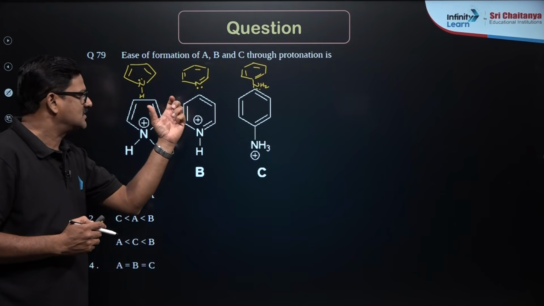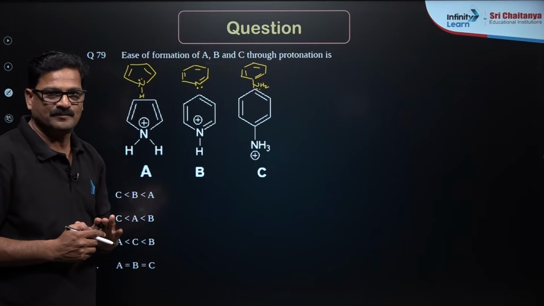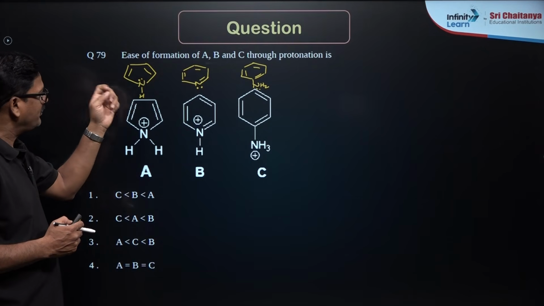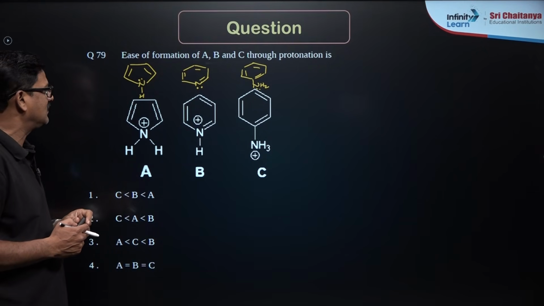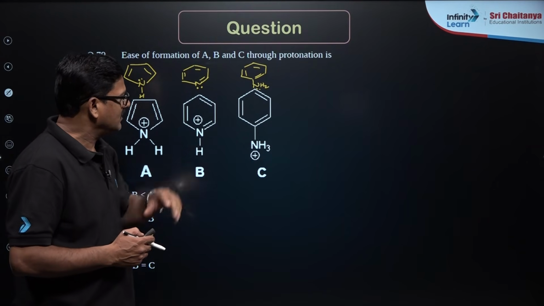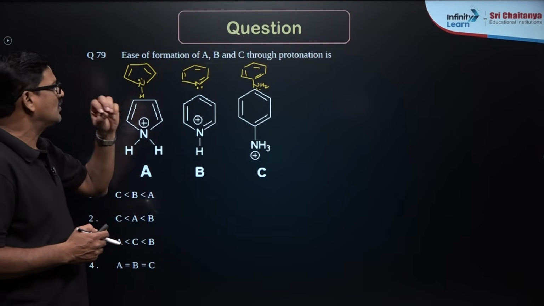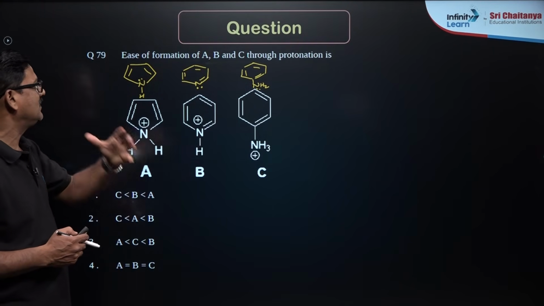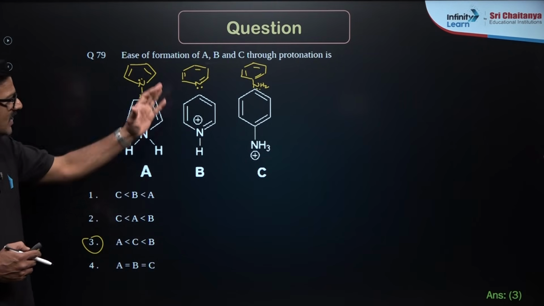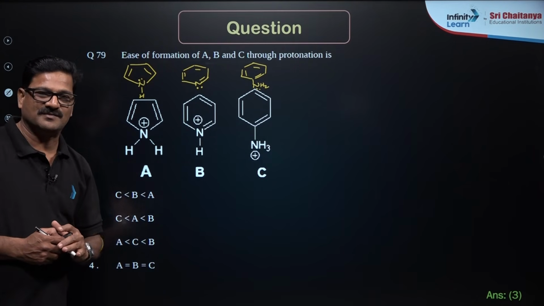So pyridine is already aromatic, so that lone pair is super available, while in pyrrole, the lone pair of electrons participates in the aromatic system, while aniline is delocalized. I want to say the most basic is going to be pyridine, then aniline, then pyrrole. So the ease of formation is going to be B is greater than C is greater than A. Understand? So option 3 is the correct answer for this question.